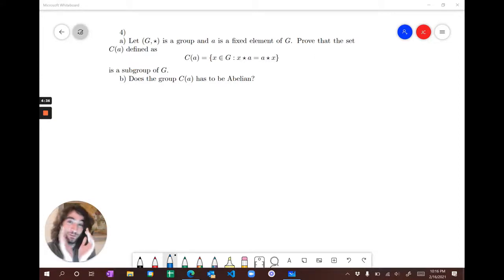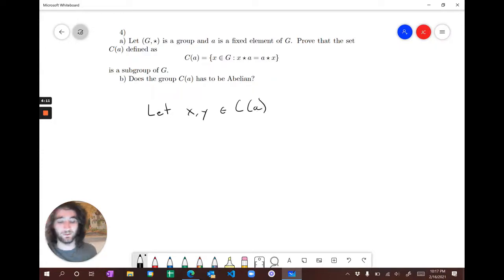And so those elements that commute with A are called the centralizer of A. And it turns out that it's a subgroup, right? It's not merely a set, it's actually a group by itself. So let's prove that that's the case. So first of all, we've got to prove that this subset is closed. So we'll start by letting these two things be in the centralizer.